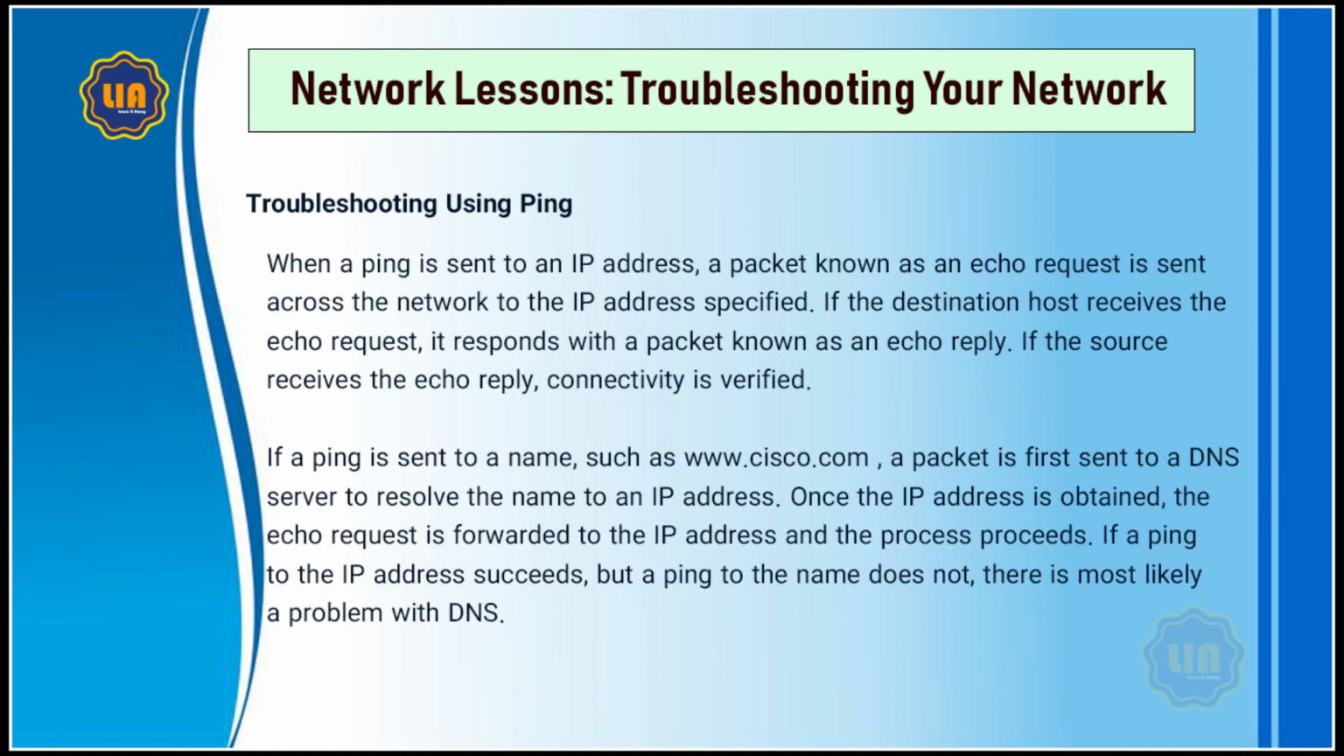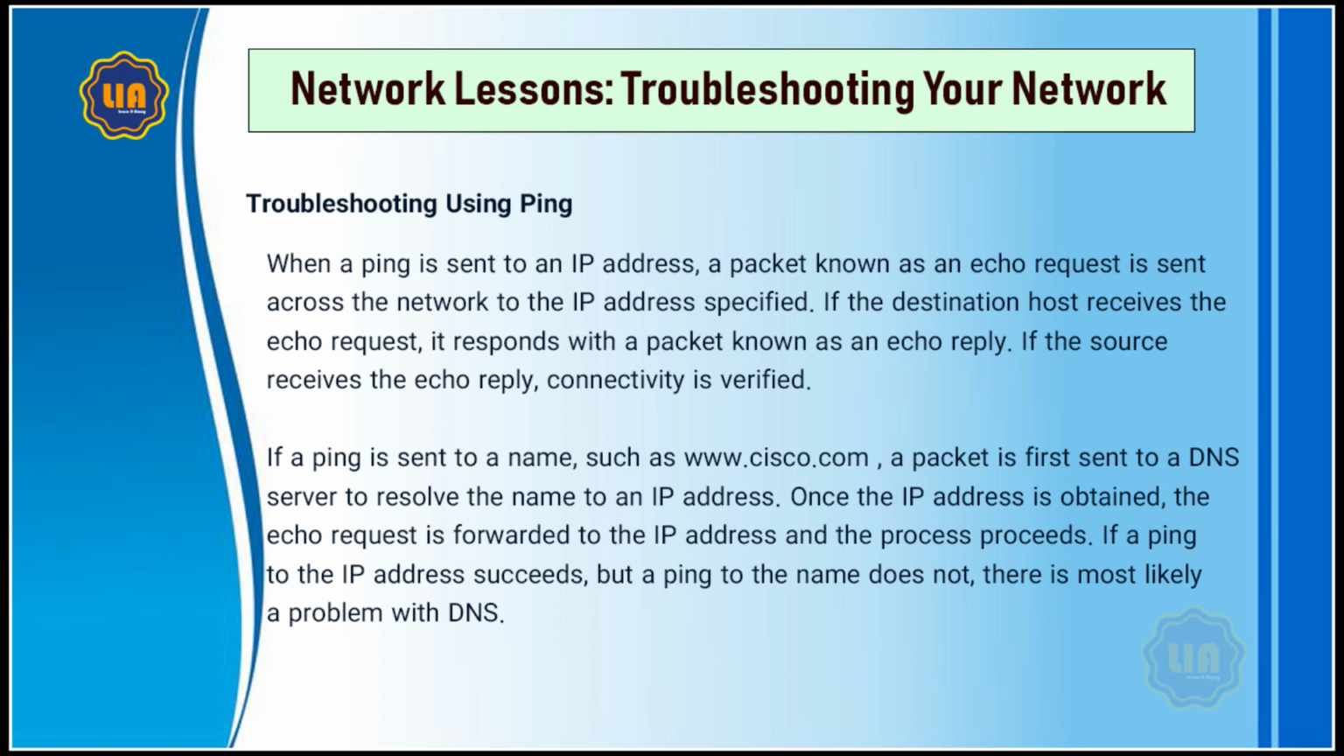192.168.7.5, ping www.cisco.com. When a ping is sent to an IP address, a packet known as an echo request is sent across the network to the IP address specified. If the destination host receives the echo request, it responds with a packet known as an echo reply. If the source receives the echo reply, connectivity is verified.